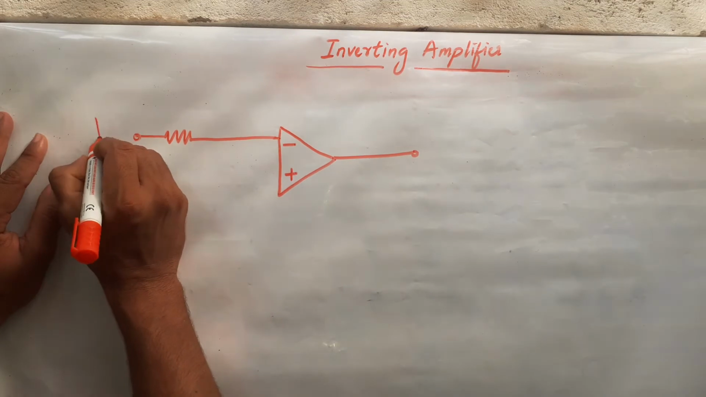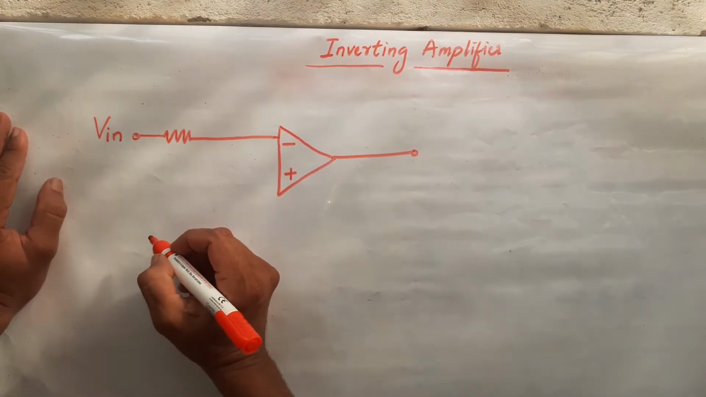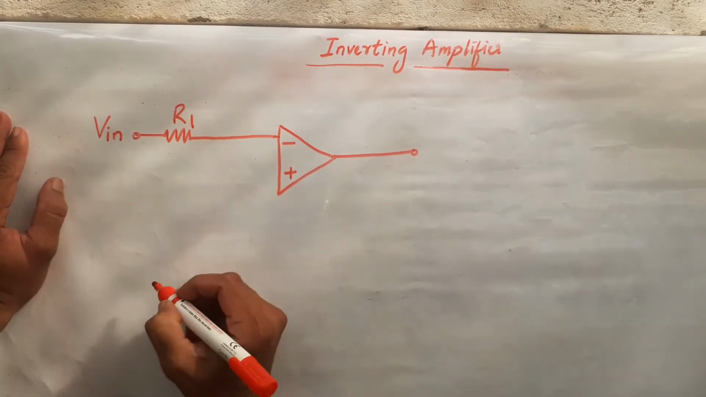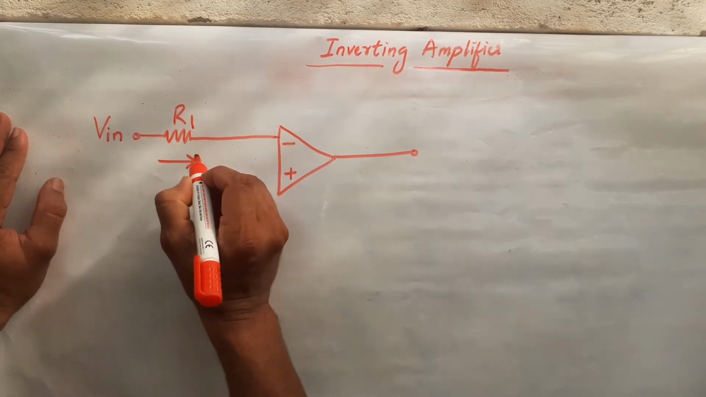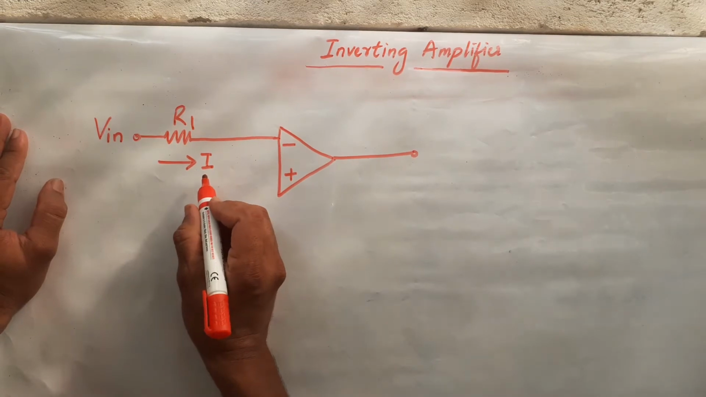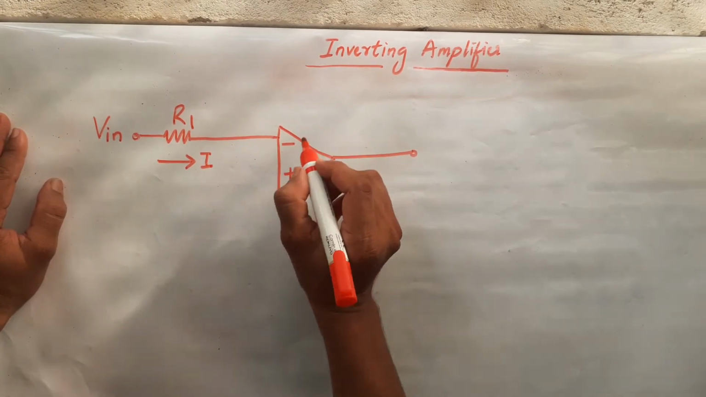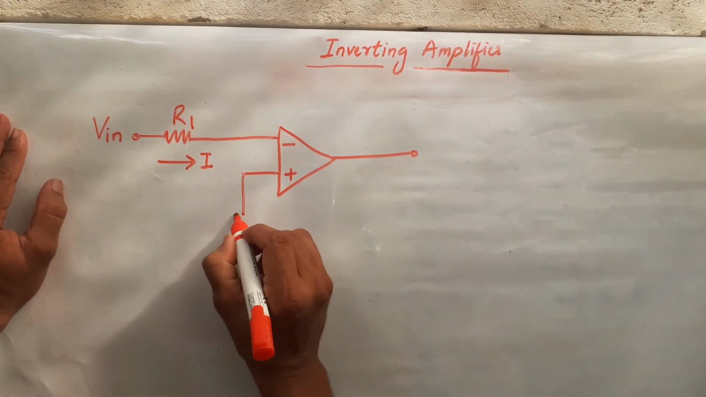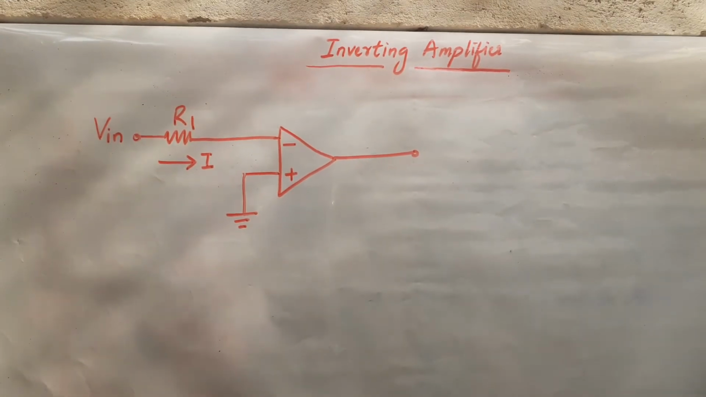Here voltage V in is supplied, V in is applied here. Let this be resistor R1. The current flowing through this resistor be I. This current is flowing because we have applied V in voltage. Now the non-inverting terminal is simply grounded, right?